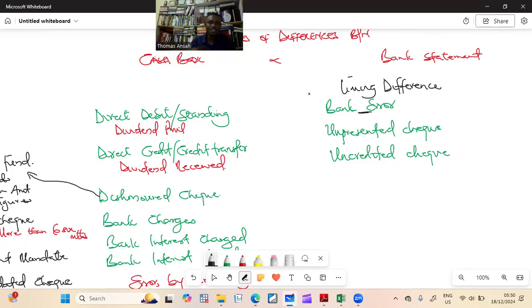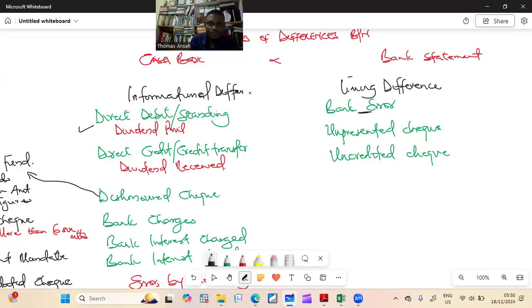You too, when you collected the check, maybe you recorded it today, but tomorrow is when you will take it to the bank. So it's just a matter of what? Timing difference. Then we have informational differences. Why do we call it informational differences? Because, for example, this is information that the bank has, you didn't have. But later on, you will realize it when you are told by the bank. So we call these ones informational differences.